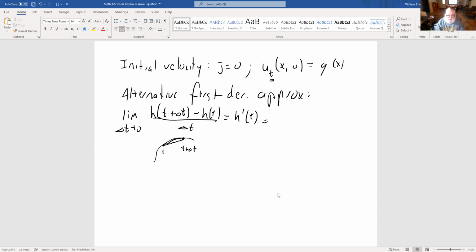Well, we can also do this as limit as delta t goes to 0 of h of t plus delta t minus h of t minus delta t over 2 delta t.